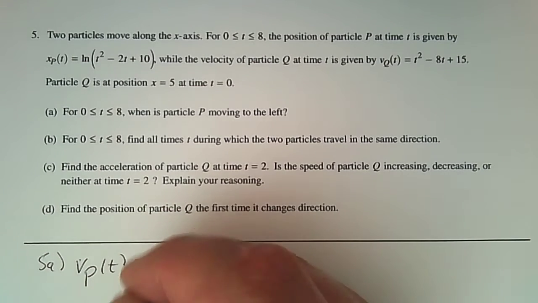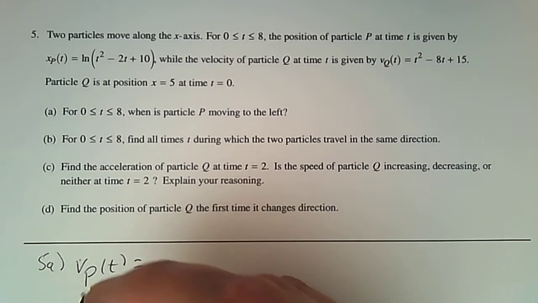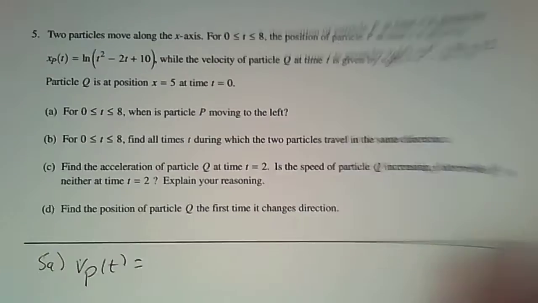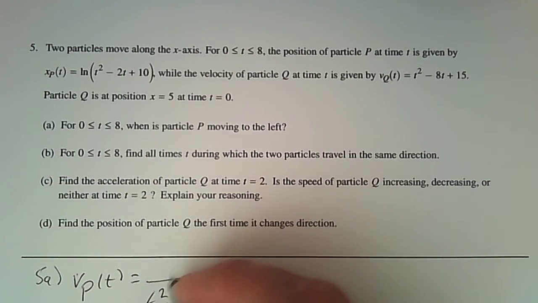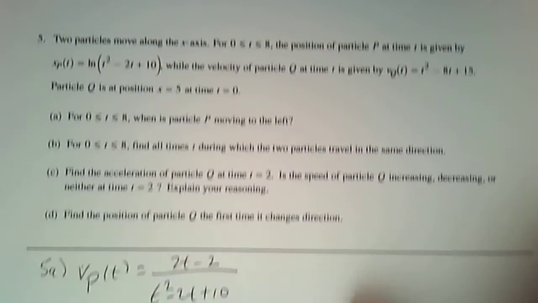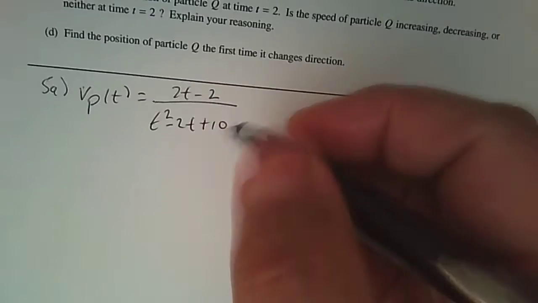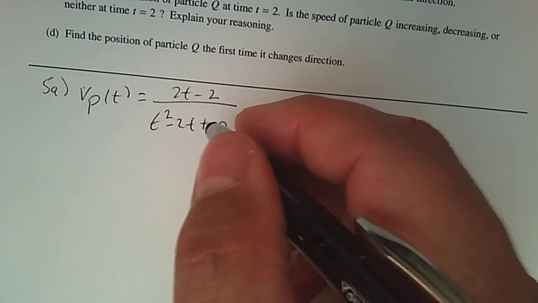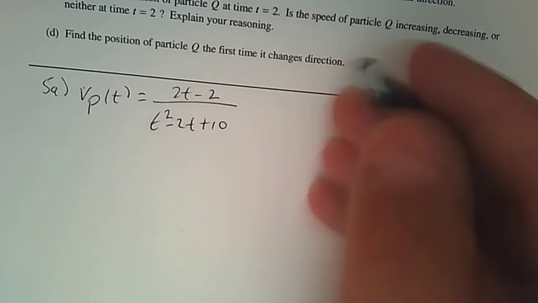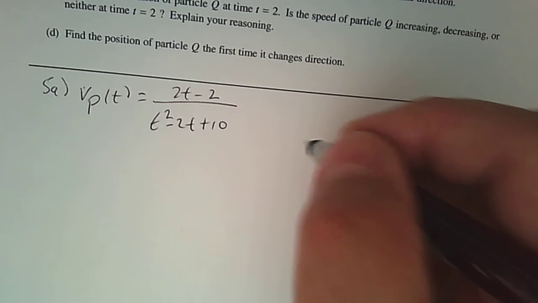So the velocity of that is simply the derivative. Now, how do you take the derivative of a logarithm? It's a fraction. What you see is in the denominator, and the derivative of that is in the numerator. I want to know if it's moving left, so when is it negative between 0 and 8?